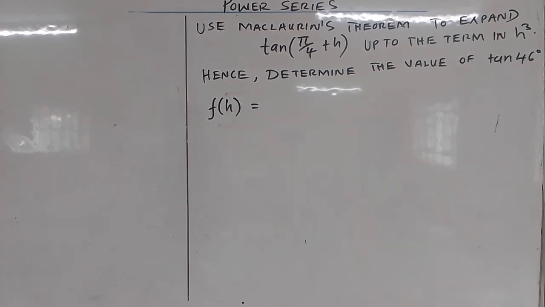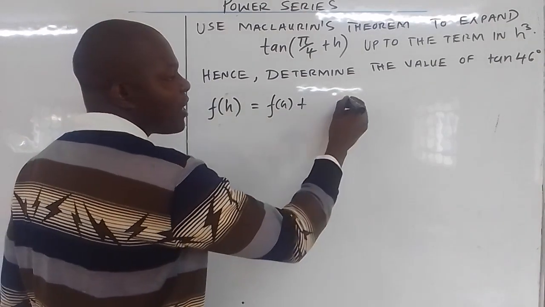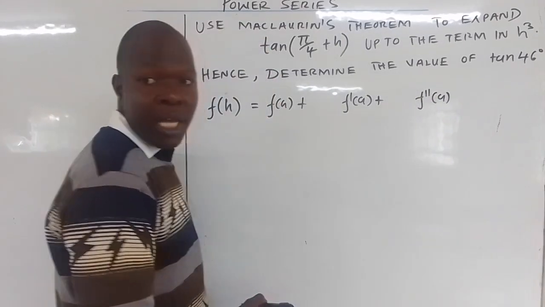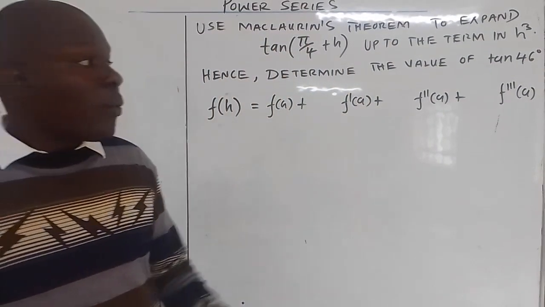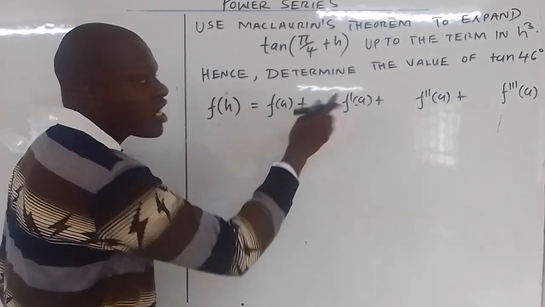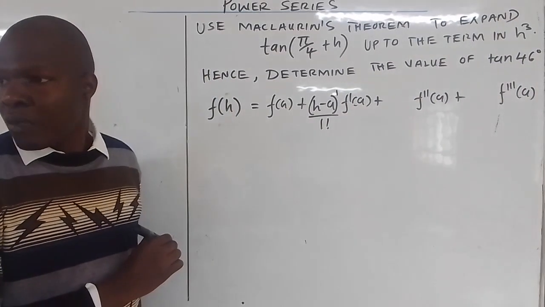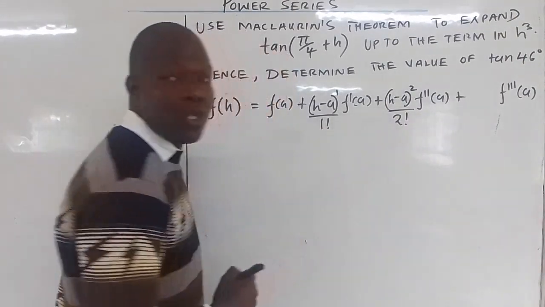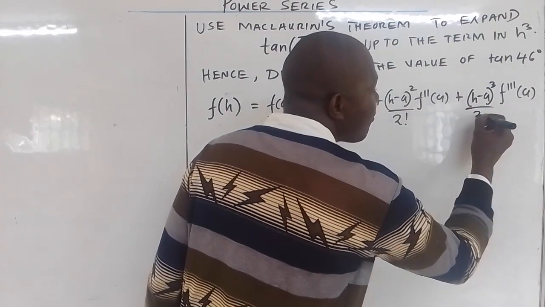So for you to expand f of h, you start from f of a, isn't it? So we have f of a, then plus f prime of a, then plus f double prime of a, then plus f triple prime of a. When you have f triple prime, that is where you have the h cubed. So when you differentiate for the first time, that is h minus a raised to power 1 over 1 factorial. When you differentiate for the second time, that is h minus a squared over 2 factorial. If you differentiate for the third time, that is h minus a raised to power 3 over 3 factorial.